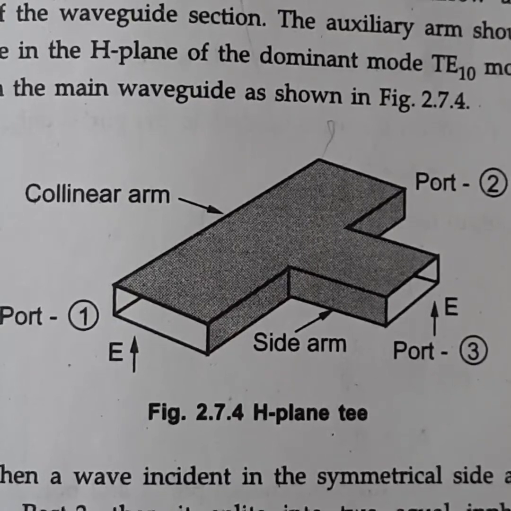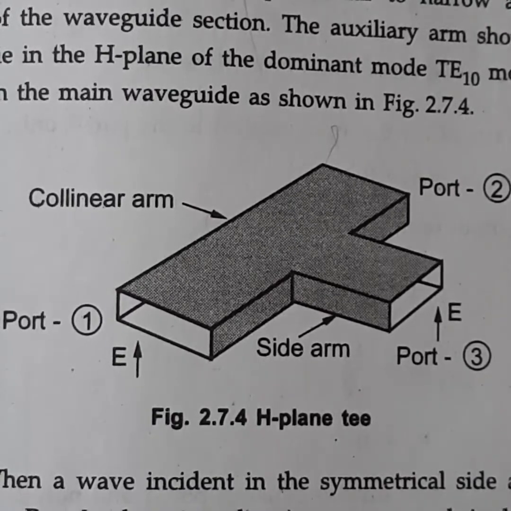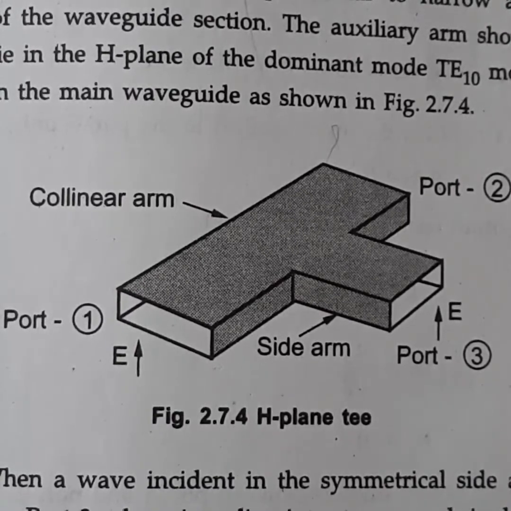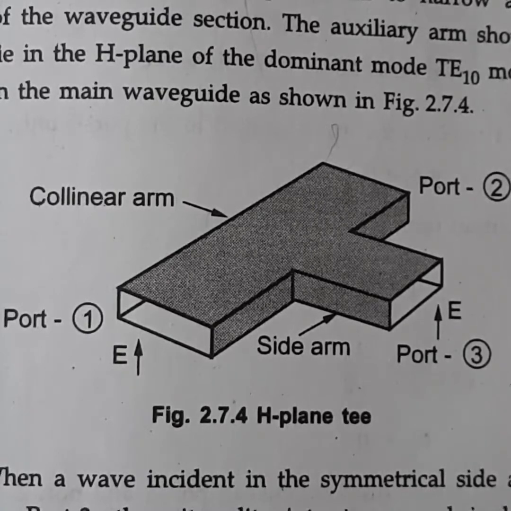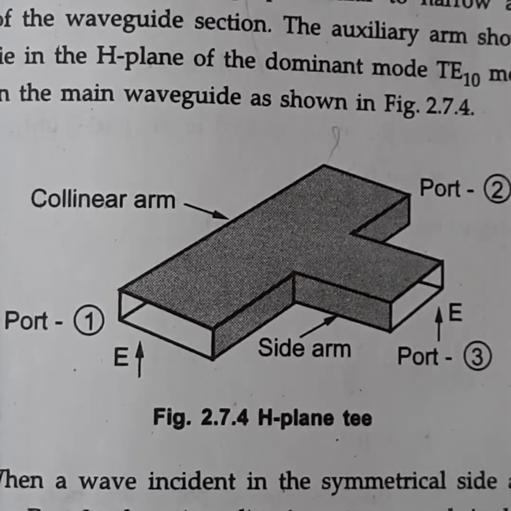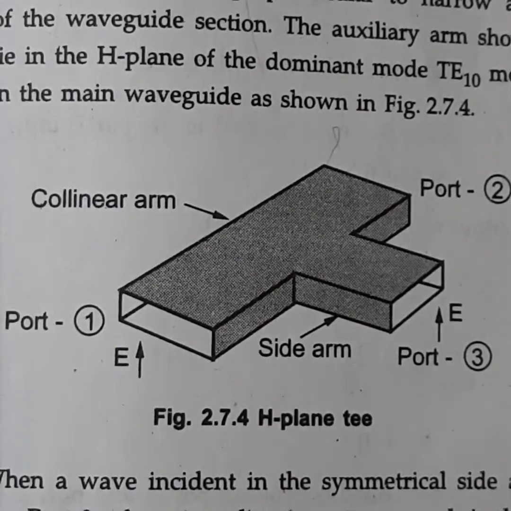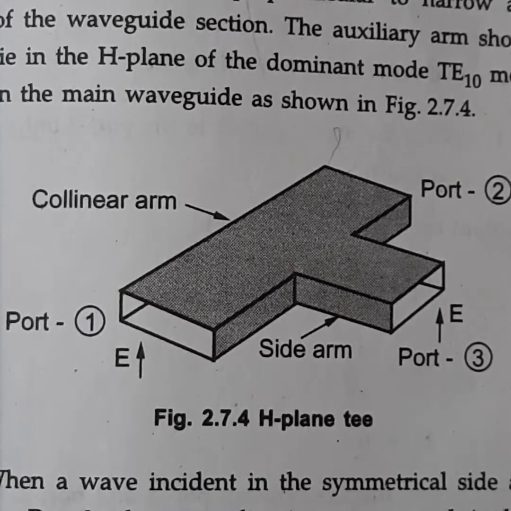Hello everyone. We were discussing the waveguide T's, and in the last class we have seen the E-plane T, and today we are discussing the H-plane T. An H-plane T is obtained by securing the auxiliary waveguide perpendicular to the narrow arm of the waveguide section.